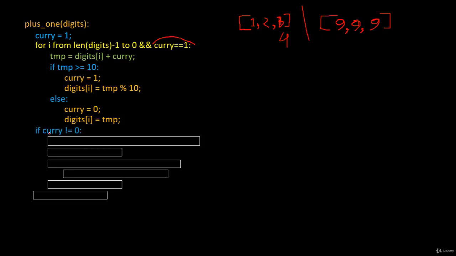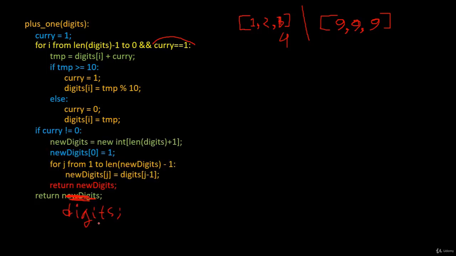Then here we have carry not equal to 0, so this if statement will not execute. Then we return the digit array, and that is 1 2 4. So in this case, this function will return 1 2 4 for this given array. Now let me show you how it works for this array.